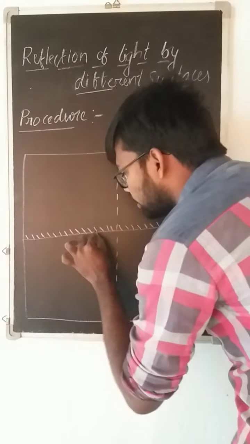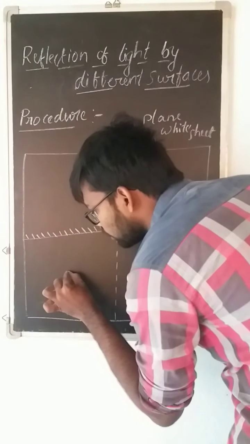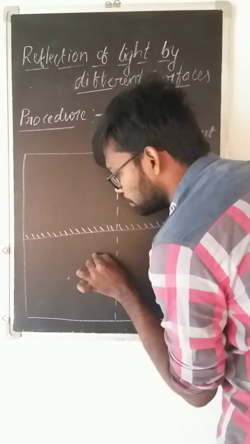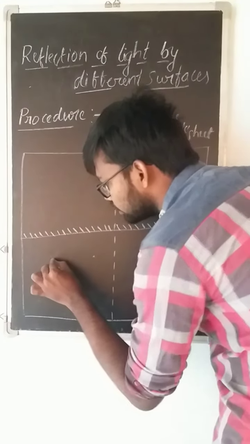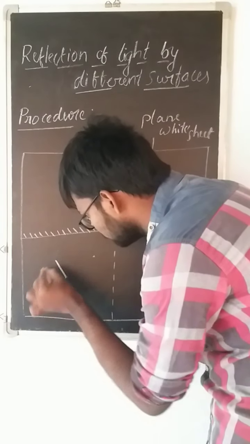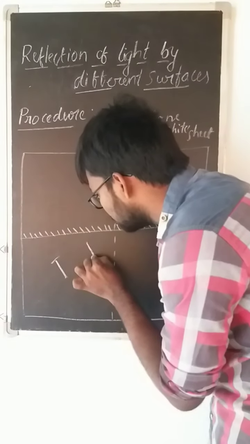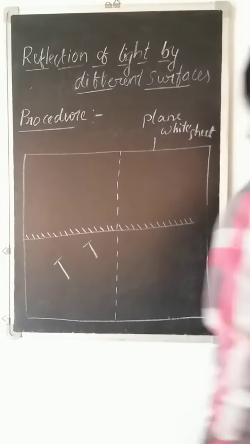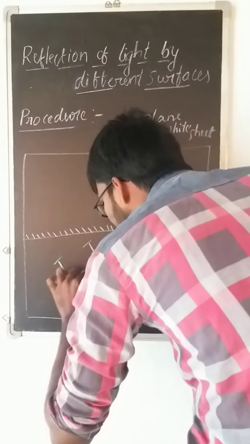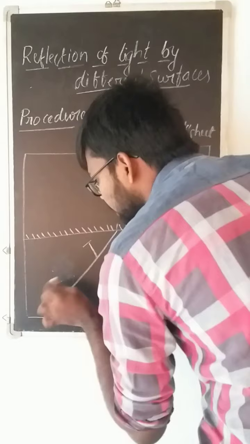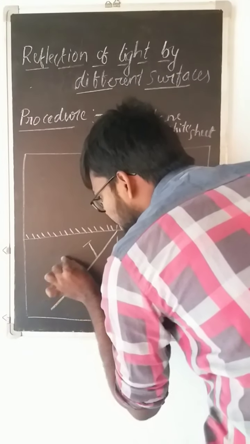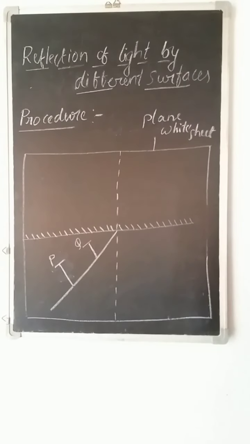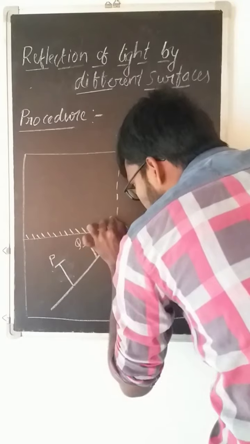Now place two pins on the white paper. This is pin P, as well as this is pin Q. Now draw a right line by using these pins. They both should be parallel to each other. This is P as well as this is Q, and this point is object O.